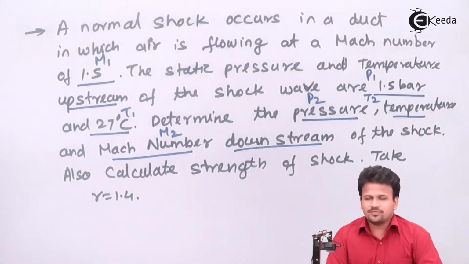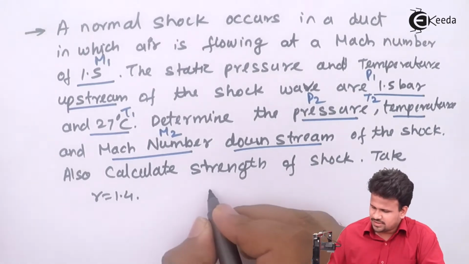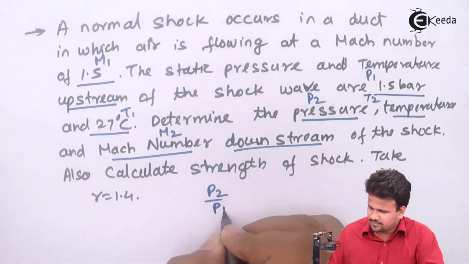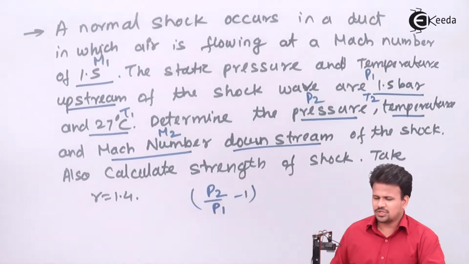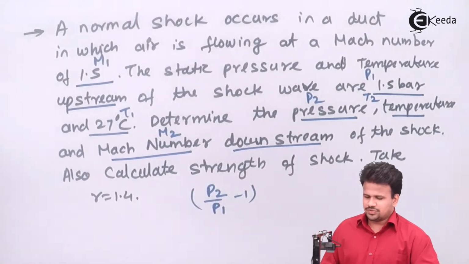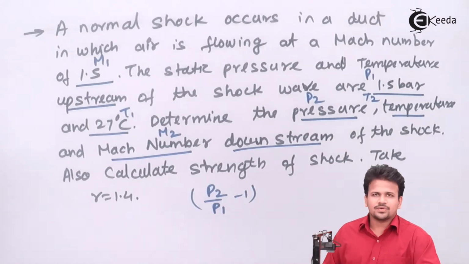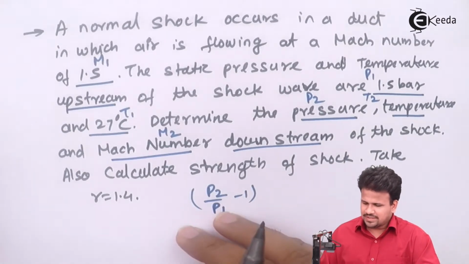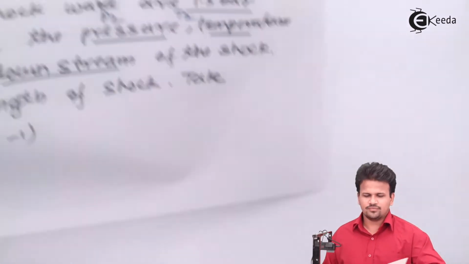Also we have to calculate the shock strength, that is P2 upon P1 minus 1. This is called the shock strength. So these are all the things we have to calculate. Let us get into detail. Let us write down the data which we have over here.